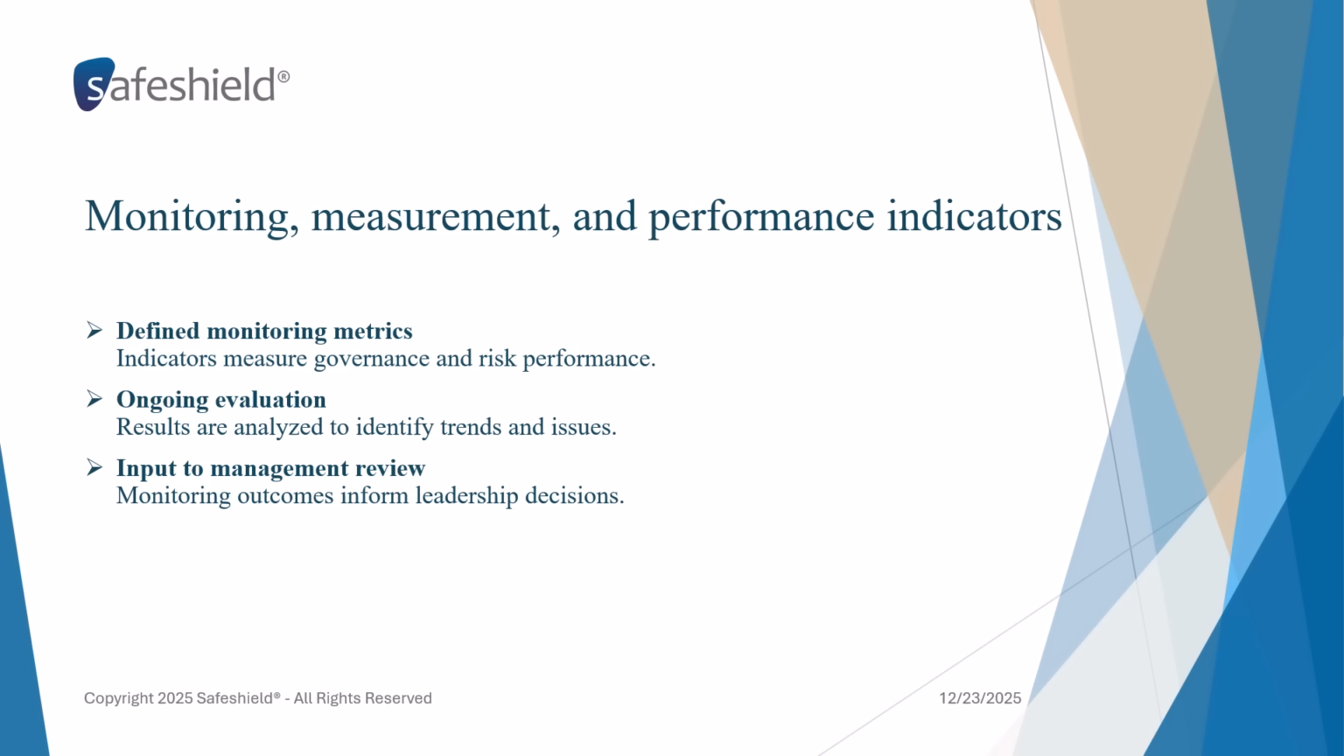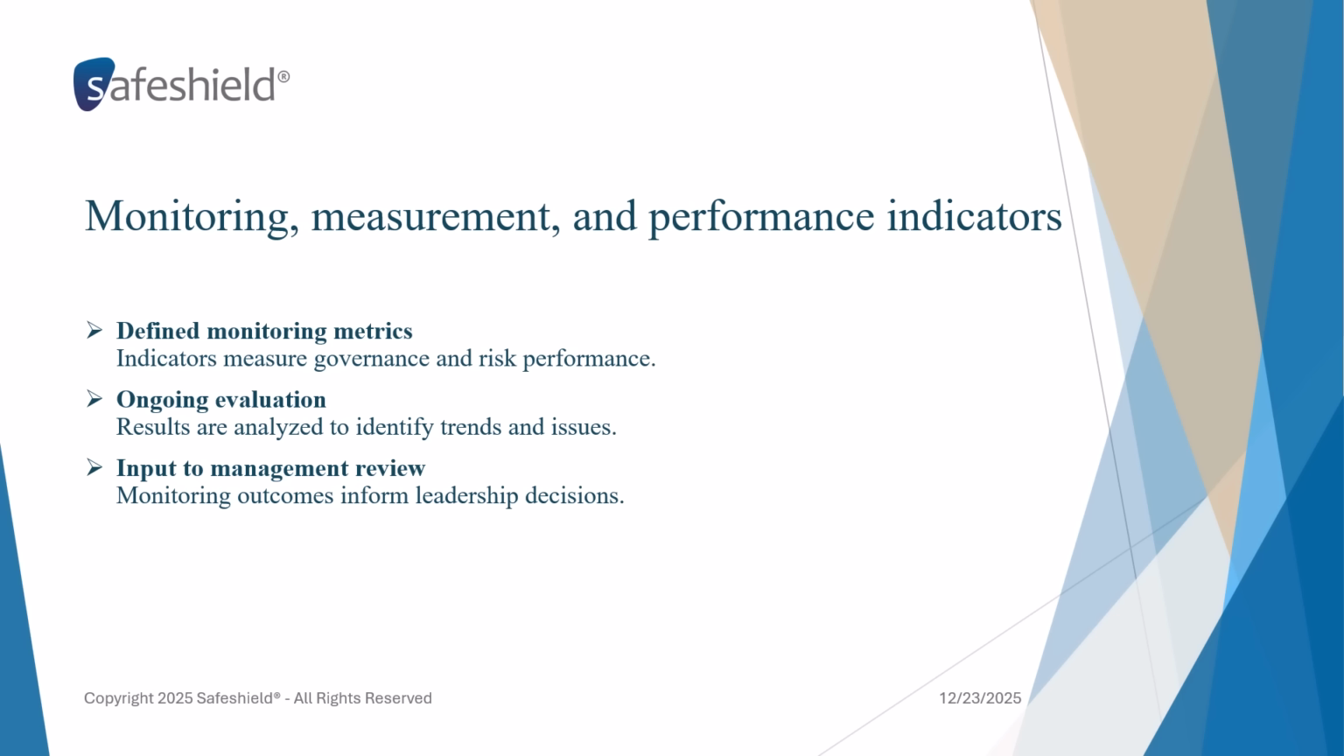Monitoring and measurement allow organizations to evaluate whether the AIMS is functioning as intended. ISO 42001 requires organizations to determine what needs to be monitored, how it will be measured, and how results will be analyzed and used. Monitoring should address both governance performance and AI system behavior.